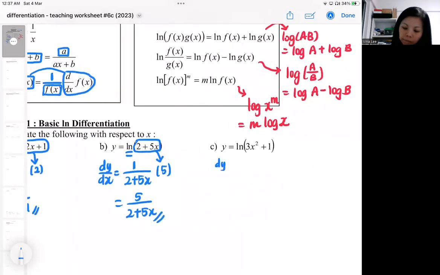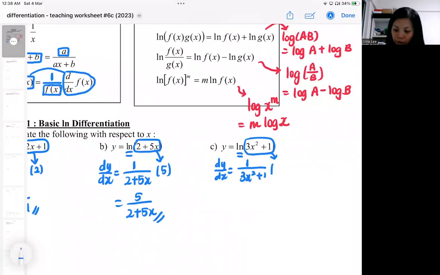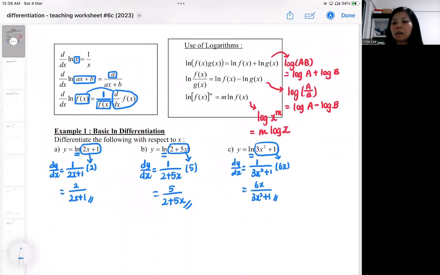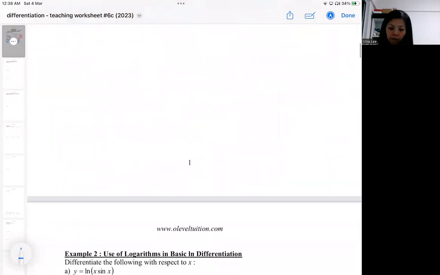So same thing here. Disappear the ln function and you differentiate this. So it becomes 6x. So eventually you'll find that at the end of a simple differentiation like this, you started off with some log, but after the differentiation, the ln kind of disappears. Okay, so that is for this kind of basic one.